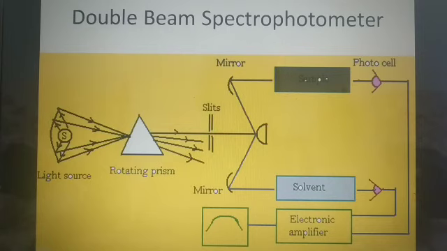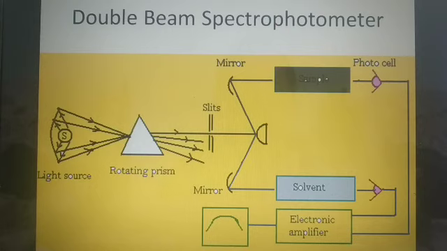Sample is never taken in the solid state. It is taken in the liquid state, in solution state I can say, dissolved in some solvent, or the sample can be a gaseous one. Then the light is passed through the sample as well as simultaneously through the solvent. Some part of the light is absorbed, another part is transmitted.